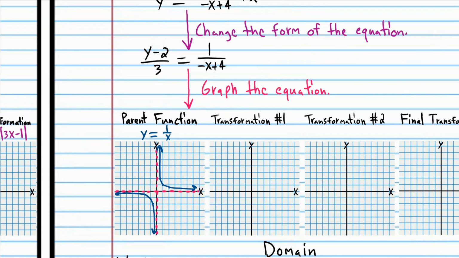We cannot translate first, because if we subtract 2 from y, at some point we're going to have to dilate, so we're going to have to divide y minus 2 by 3. But the transformation properties don't tell us what to do in that case. So we're going to have to dilate before we translate. So I'm going to replace y with y over 3, and then we just multiply all the y values of the graph by 3, and that's not going to affect the asymptotes.